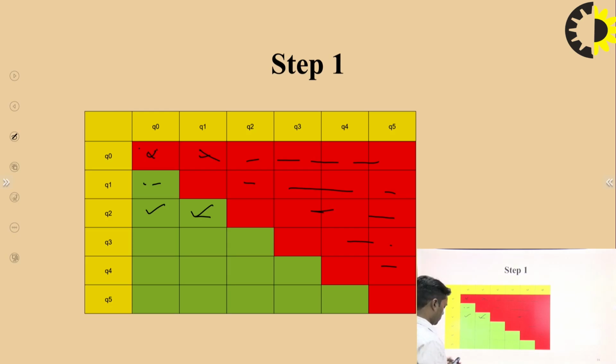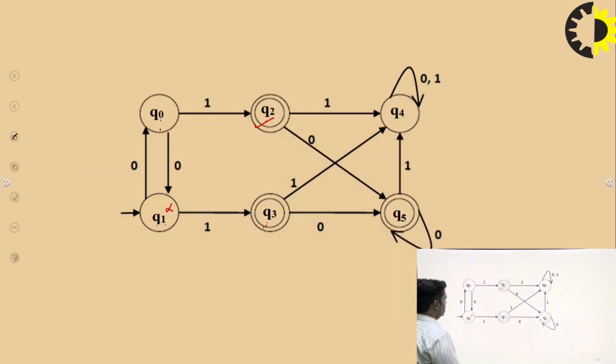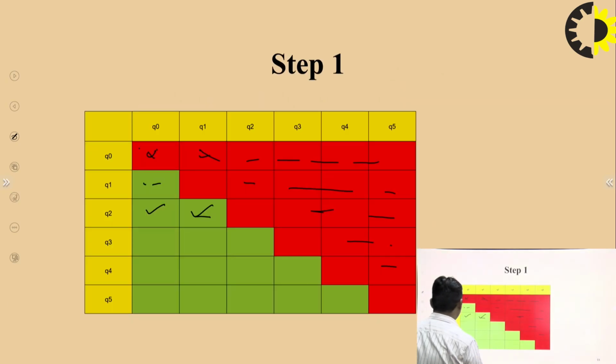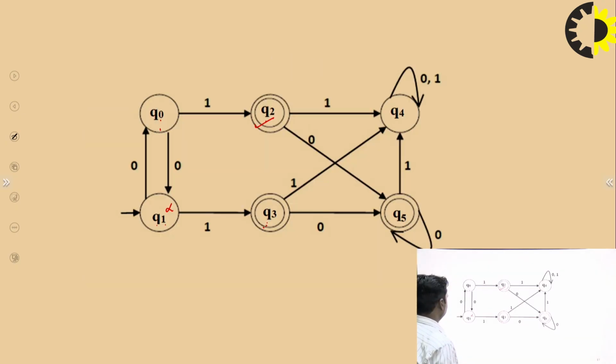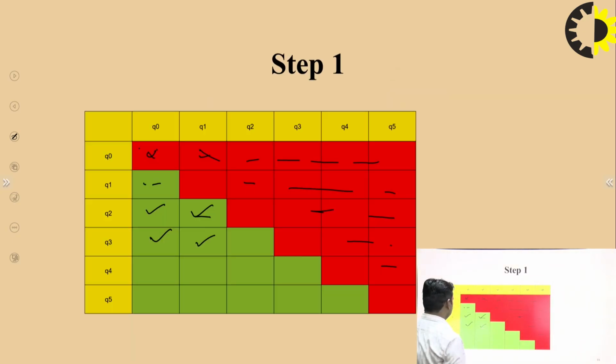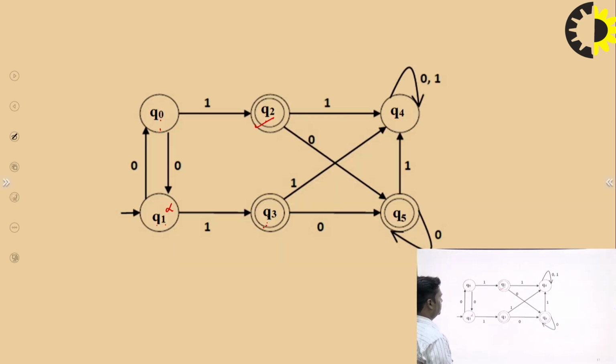Next Q3, Q0. One state is final and one state is non-final, so we mark it. Q3, Q1. One is final and one is non-final, so we mark it. Next Q3, Q2. Both states are final states, so we will not mark it.